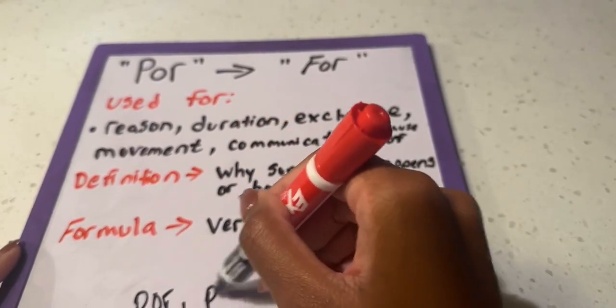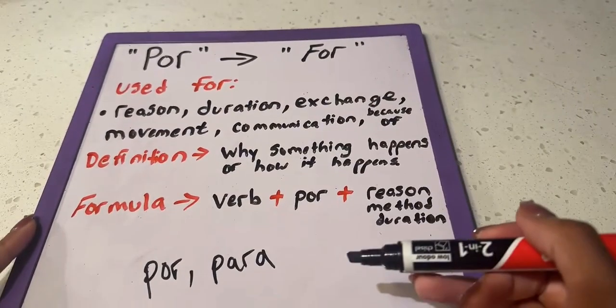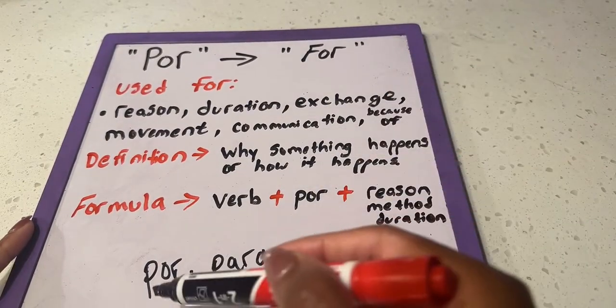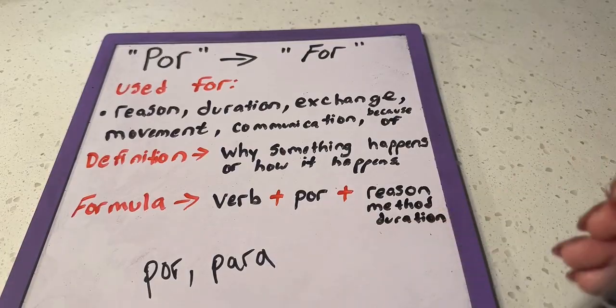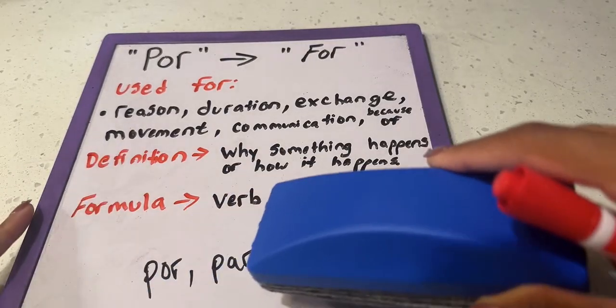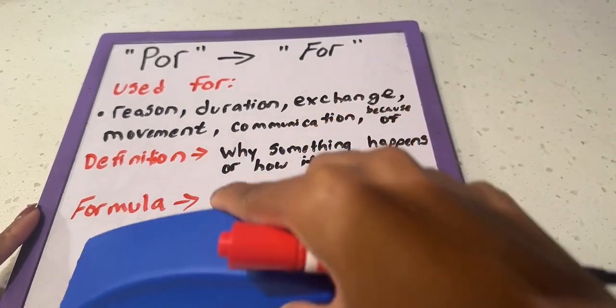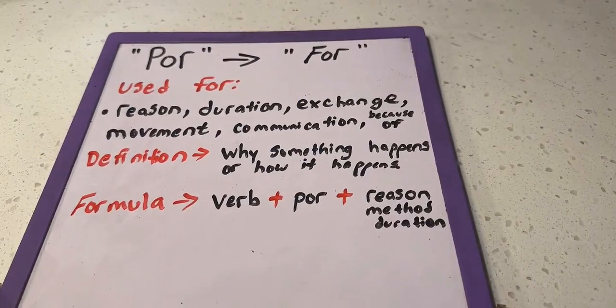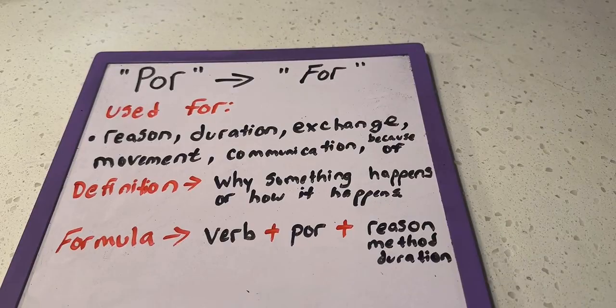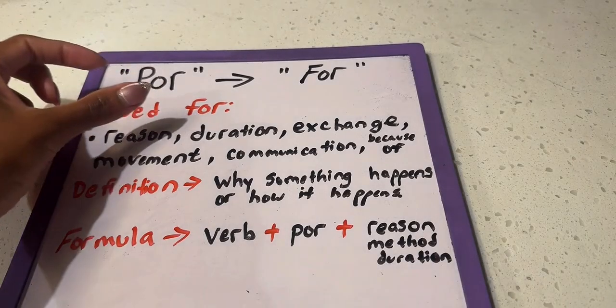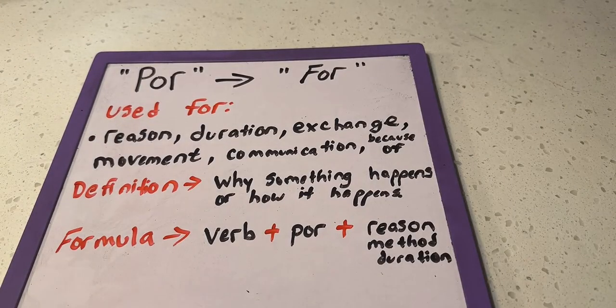Just so you know, there are two ways to say for in Spanish: por and para. But today, we're just focusing on por, and we'll focus on para the next time. Por is basically why things happen. Without it, your Spanish is going to sound incomplete. So this is a very important word. It's a small word, but it's important to convey a lot of different things.